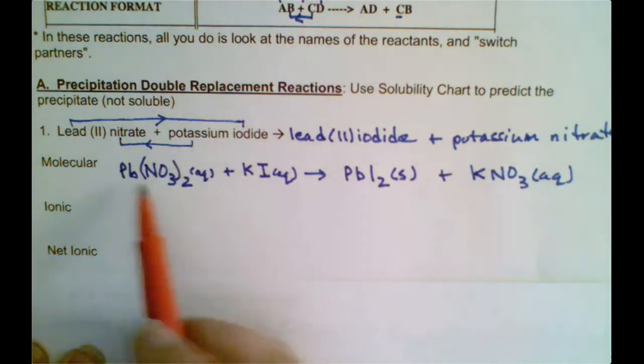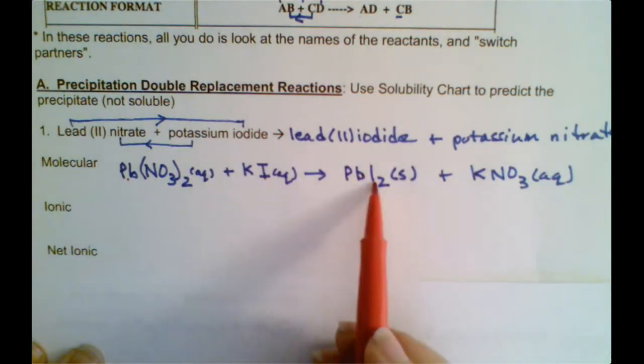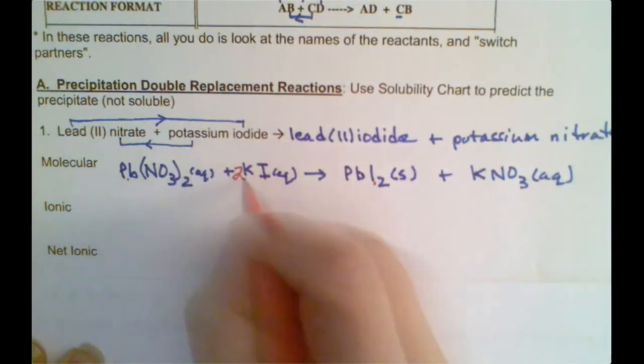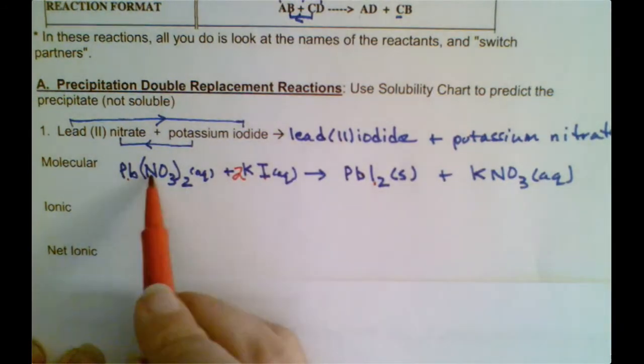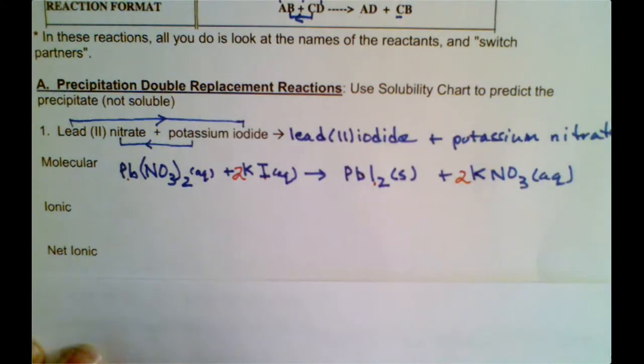So I see that I have one lead, one iodide, 1 or 2 here, so we must put a 2 in front here. We have 2 nitrogen here, only 1 here. I have to fix that, and everything else is balanced.